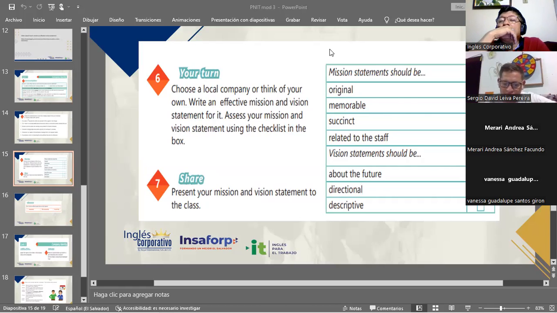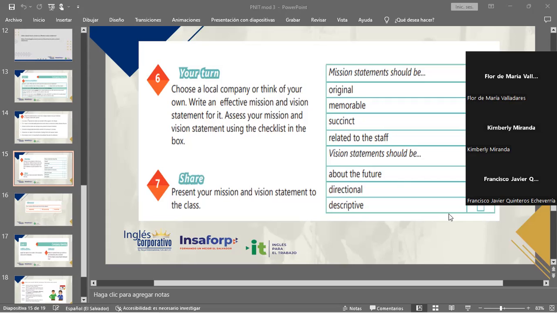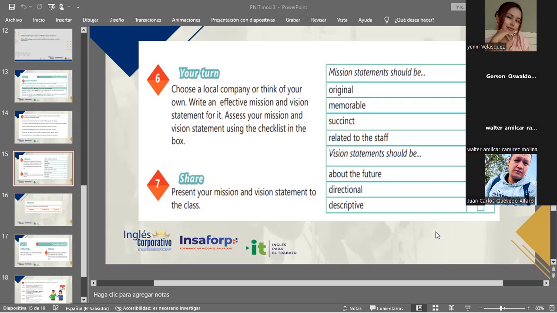The vision is to be a solid and competitive organization driven by professional human talent, committed to the needs of our associates for whom we will permanently seek their well-being, the offer of timely and efficient service and products that effectively contribute to the improvement of their quality of life. All right, thank you. Write that on the chat, please.